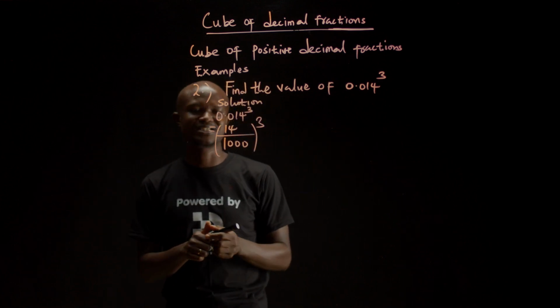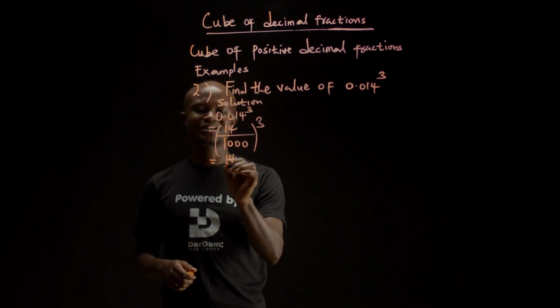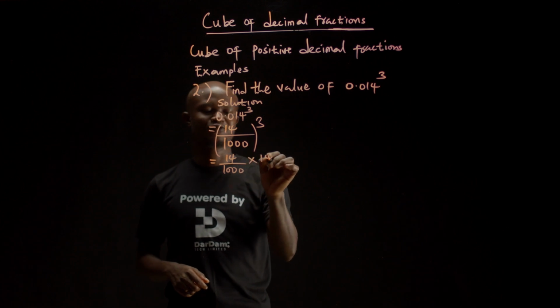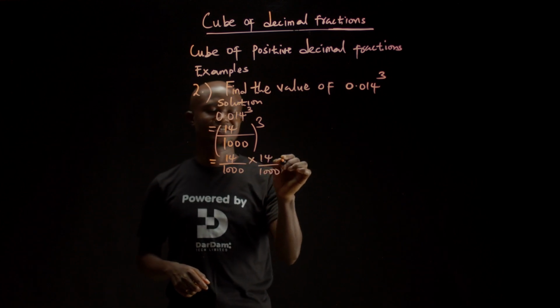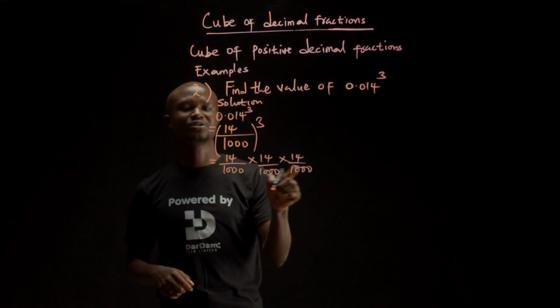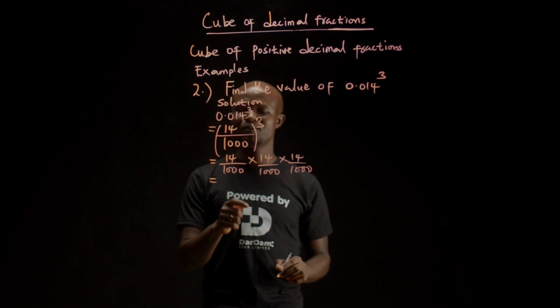Or we can split it like this. Since we have raised to the power of 3, I can write 14 over 1000 times 14 over 1000 times 14 over 1000. 1, 2, 3. So in this case, we need to multiply.